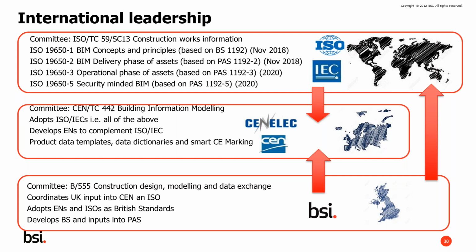Moving to the top and talking about international standards, the relevant committee there is ISO TC 59 SC13, Construction Works Information. The BSI, on behalf of the UK, took a number of the UK BIM standards to that international committee, and through that committee has led the conversion of the UK documents into international standards. The first of those will be published later this year. ISO 19650 Part 1 and ISO 19650 Part 2, which are based on BS 1192 and PAS 1192 Part 2, are due in November 2018.